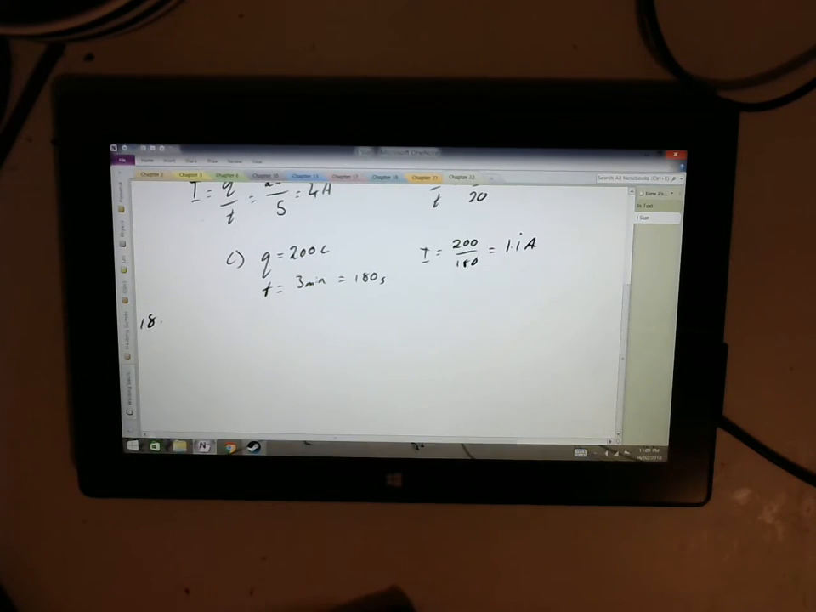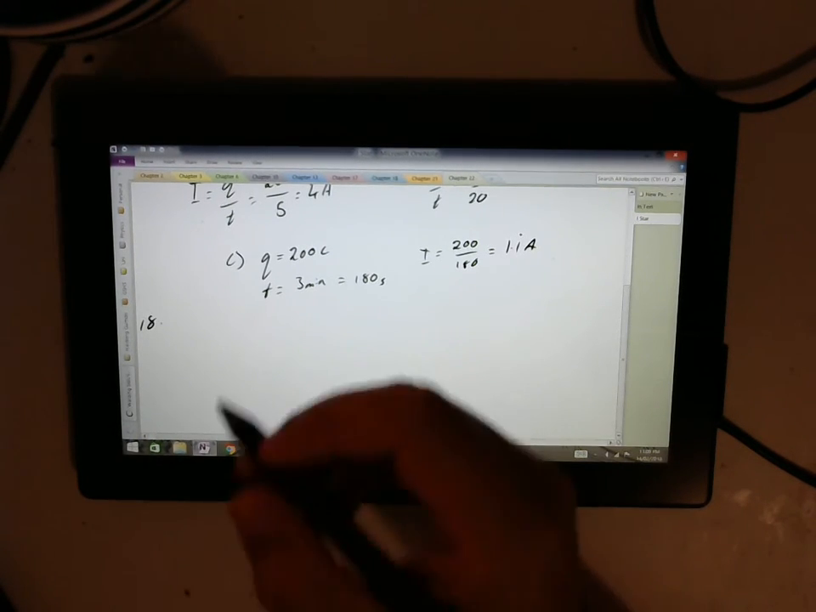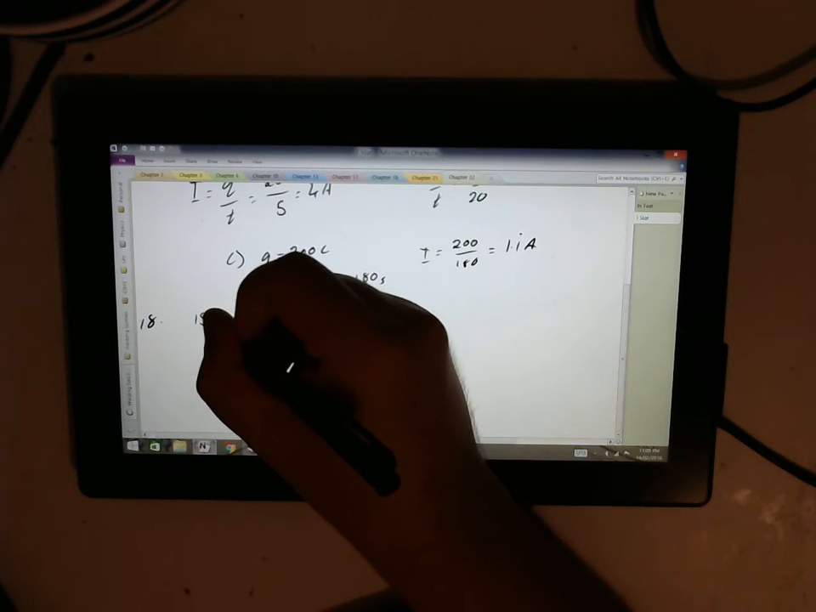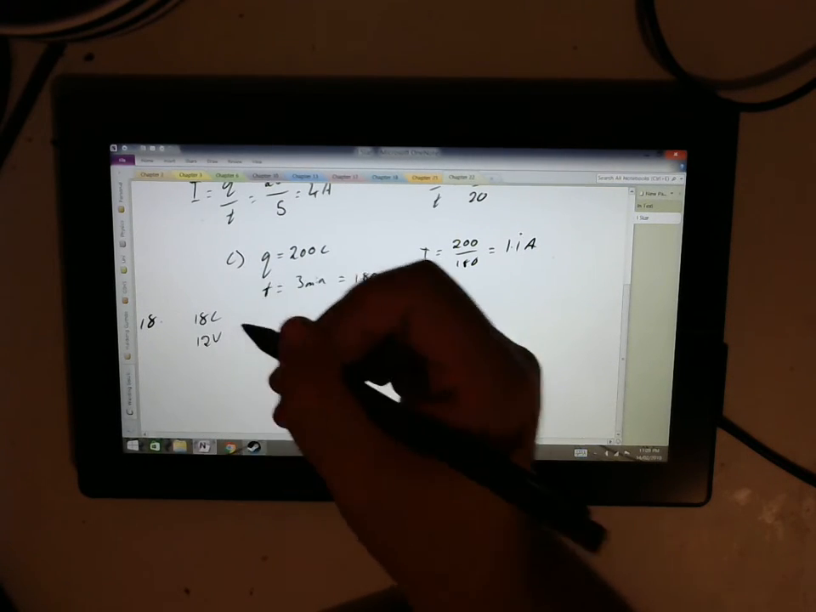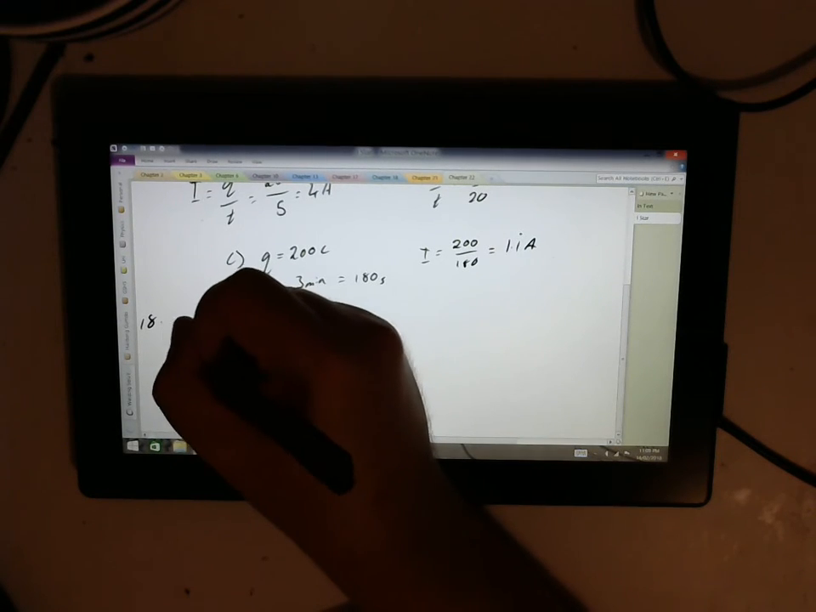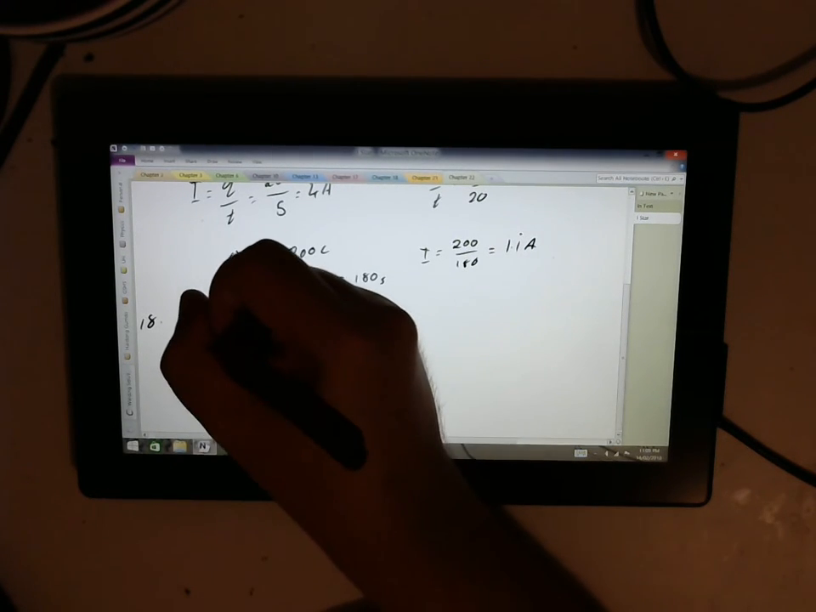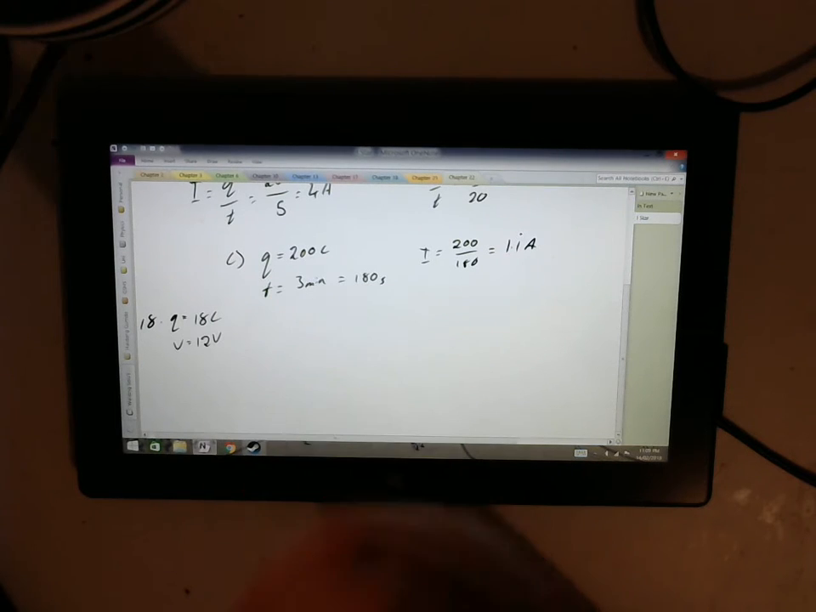What is the energy gained by a charge of 18 coulombs when it passes through a source of EMF of 12 volts? Okay, so let's put down our numbers. We have two numbers here. 18 coulombs is our first number, and we have 12 volts. Now, volts is the unit of voltage, symbol V. Coulombs is the unit of charge, symbol Q.